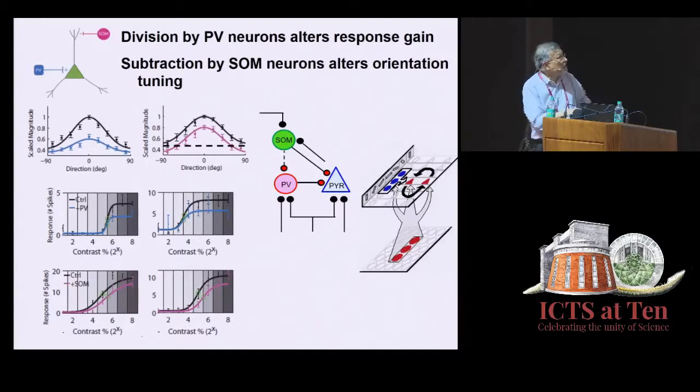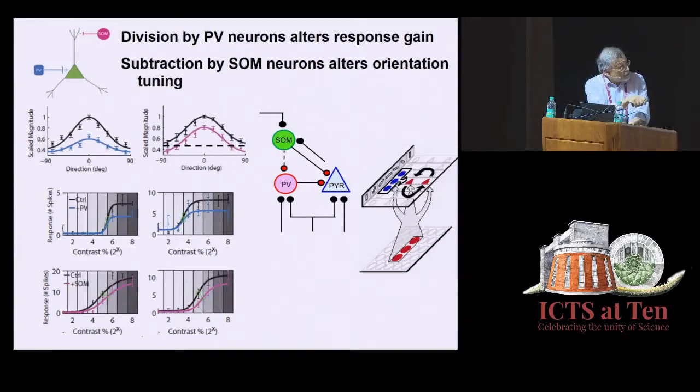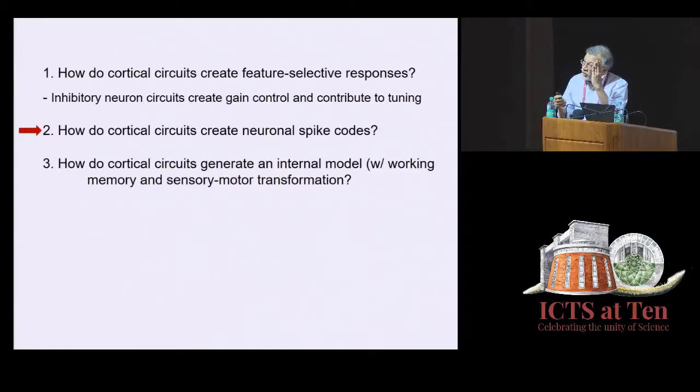which the cell responds. Whereas subtraction by somatostatin neurons essentially submerges an iceberg such that the amount that peaks out above the waterline or above some threshold, hence the width of tuning, has altered. So subtraction by somatostatin neurons alters orientation tuning. Hence, in this model, these two neuron types have two different effects. And why is this important? This is a way to implement sparseness, because tuning, as shown by Olshausen and Field, and now gain control, both reduce responses in order to optimize the information coding. So inhibitory neuron circuits create gain control and contribute to tuning.